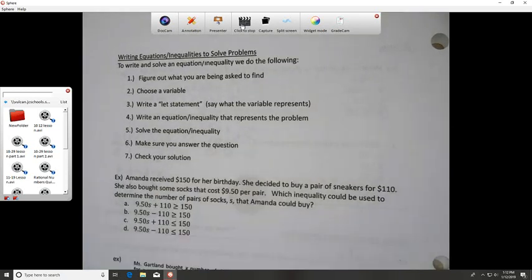Make sure you've answered the entire question. If there's a part B or something, make sure you've gone back and done that. And then check your solution. That's not a formal check. It's just making sure: does this answer make sense for this question?